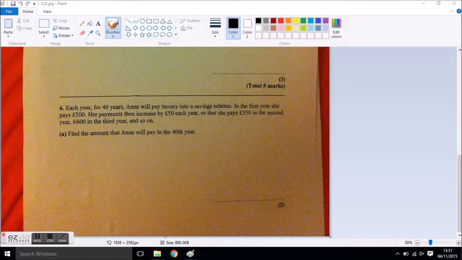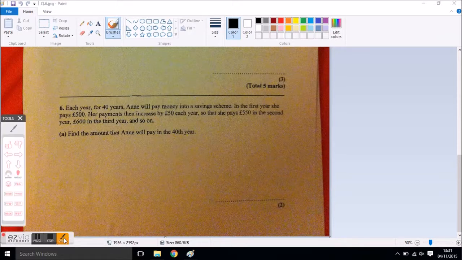So we have, each year for 40 years, Anne will pay money into a savings scheme. In the first year she pays £500. Her payments then increase by £50 each year, so that she pays £550 in the second year, £600 in the third year, and so on.